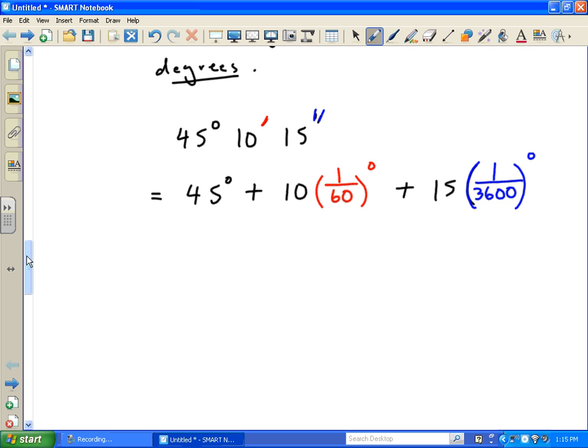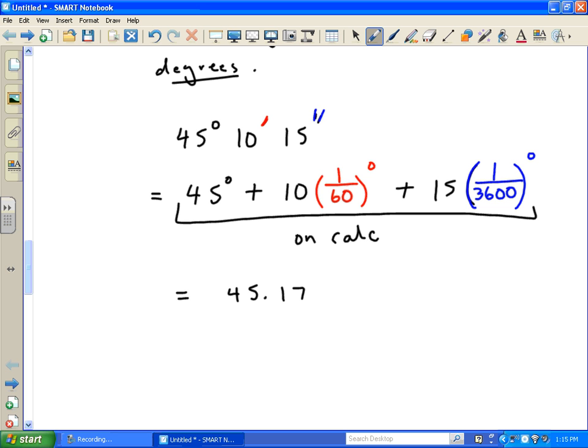Now what I will do is on the calculator, you can go and you can actually type in this whole thing as it is written. Unlike the conversion I did up above, do you see that on this one line, you can convert everything in one step? Okay. On the calculator, you need to type in 45 plus 10 over 60 plus 15 over 3,600. And when you do that, you get a result of 45.1708 degrees. And that's the final answer.